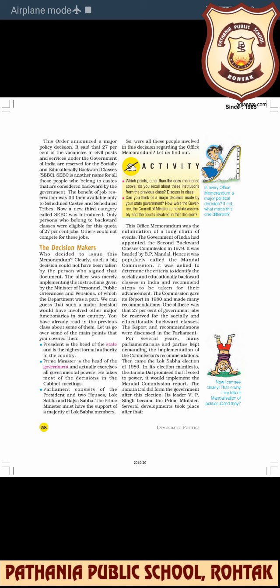Till that time, the benefit of job reservation was available only to scheduled castes and scheduled tribes. Now a new third category called SEBC was introduced. Only persons who belonged to backward classes were eligible for this quota of 27% jobs. Others could not compete for these jobs. Now we have read about this office memorandum. Now who has taken this decision to give 27% reservation to these SEBC?